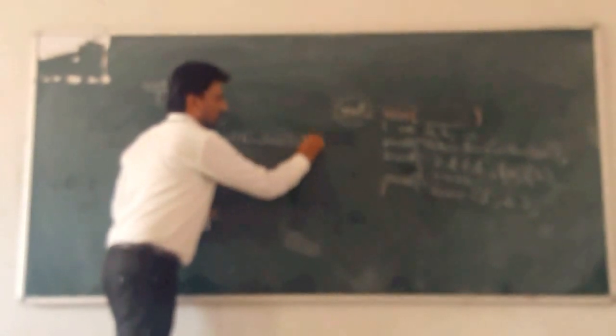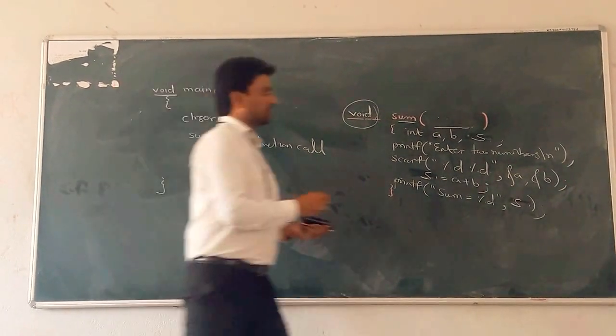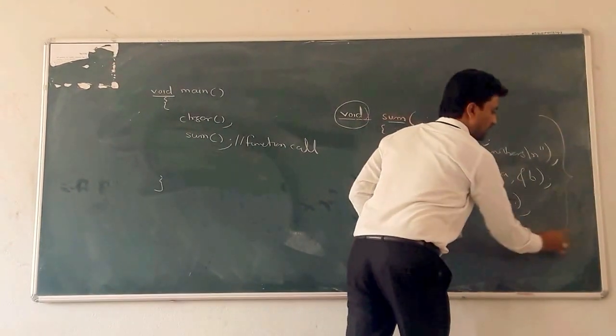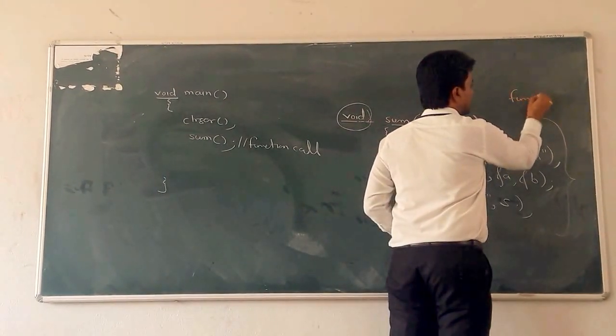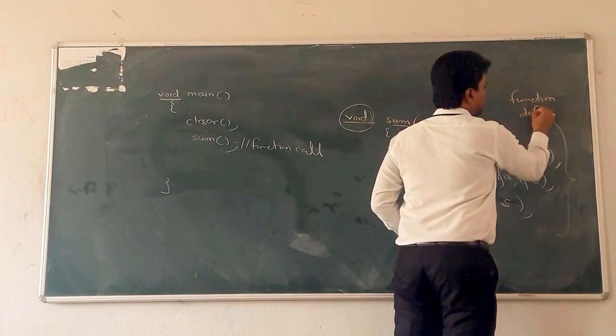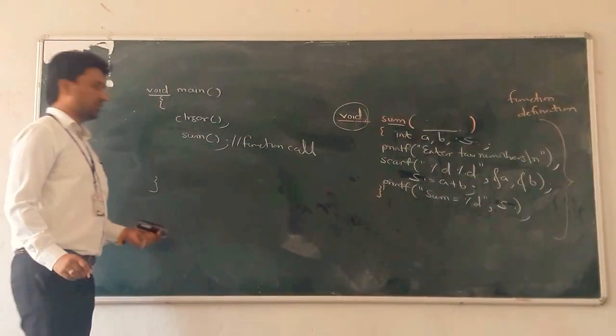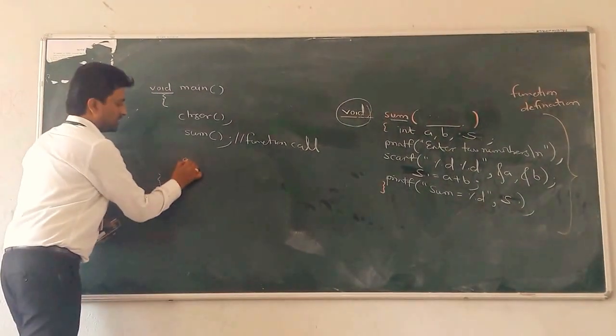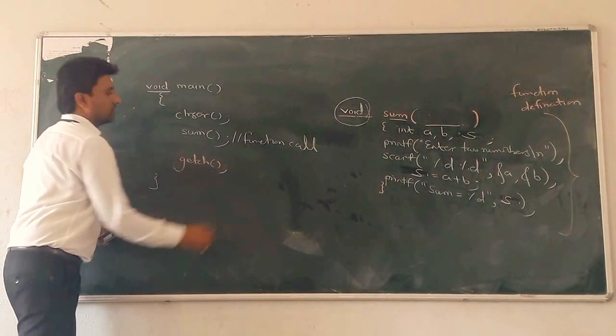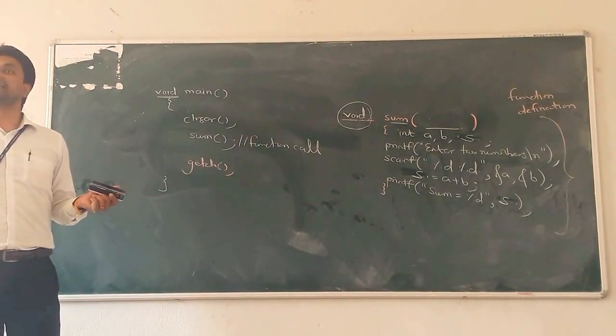Clear screen and call the sum function, semicolon. This is called a function call. This whole is called the function definition. And now what remains? Suppose the last is getch. Now the remaining part is the function declaration.